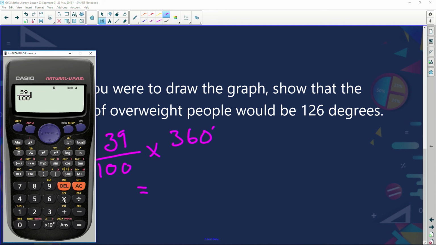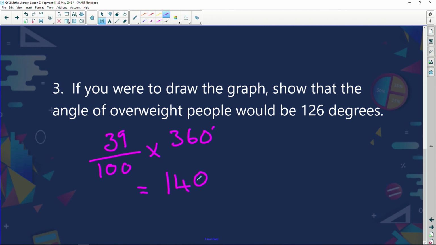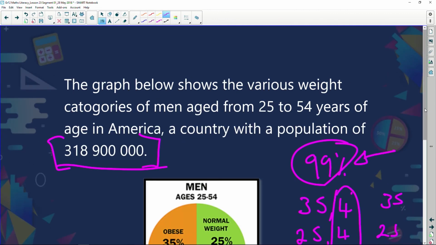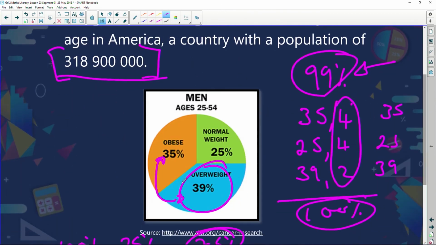Multiplied by 360 degrees equals, and we get an answer of 140,4 degrees. 140,4 degrees. So folk, if I was drawing this angle here, I'd make it, and let's use a different color so we can see it even clearer, I would make this 140,4 degrees if I had to draw it. Okay. Normally, for pie charts, we don't ask you to draw it because it can take quite a while.